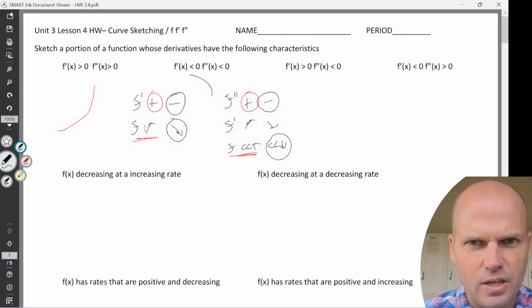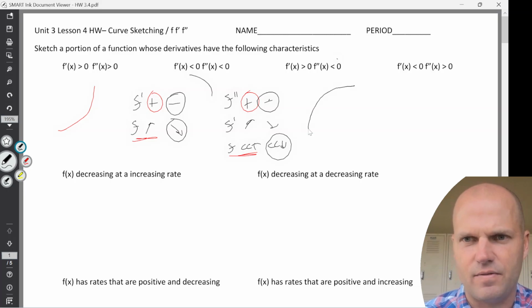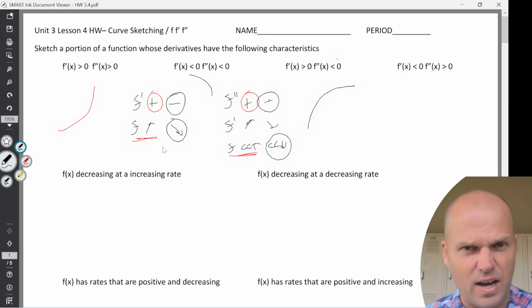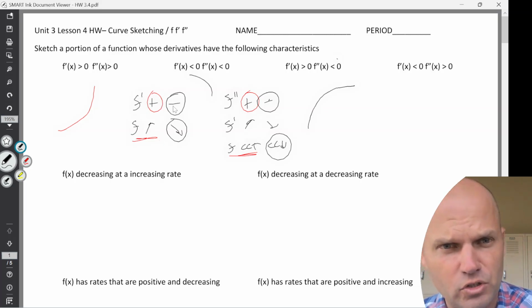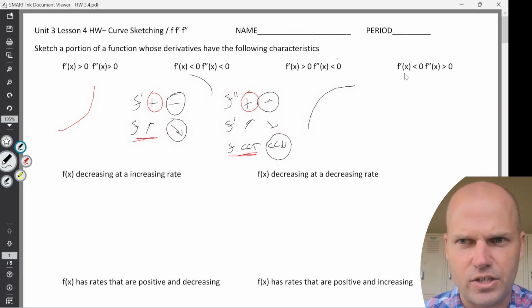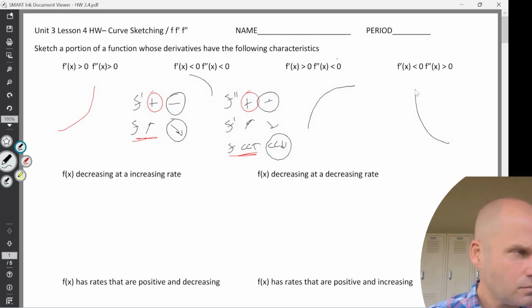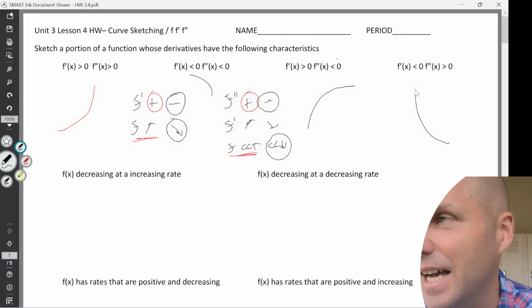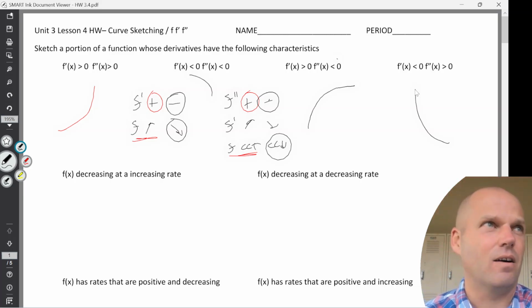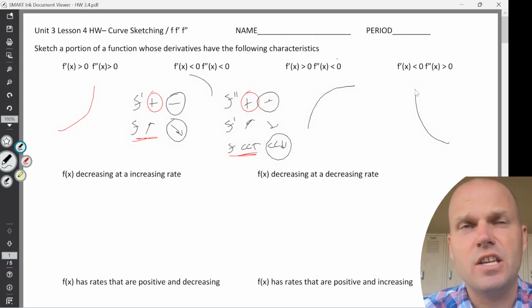F prime positive, f double prime negative. So I'm going to be increasing concave down. Go up, concave down. And then the trickiest one is going down, concave up, at least to me. So first derivative negative, f is going down. Second derivative positive, concave up. Going down, concave up.